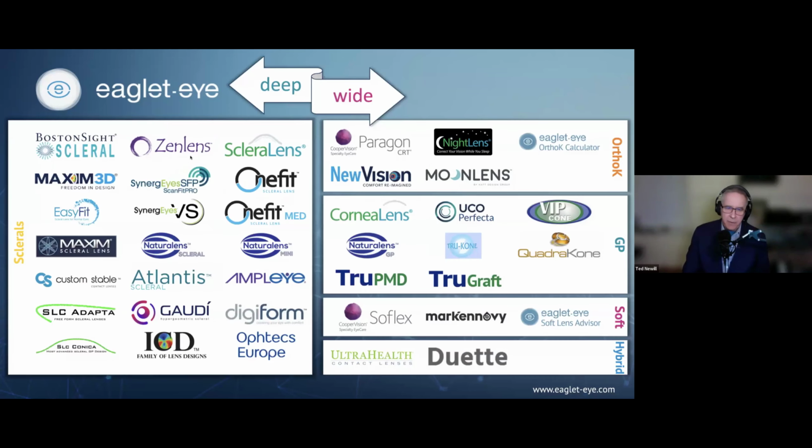This is just an example of all the different companies that we connect with, that we work with for creating the algorithms to create the first lens fit, to create those prescription forms. We have over on the left-hand side many of the scleral companies. On the right-hand side, you can see the OrthoK, RGP, soft, and hybrid. And we're adding labs all the time and adding lens designs. And when one of the companies tweaks a lens design, we've got to work with them to add it to our system. And that's happening all the time. We have upgrades probably twice a year.